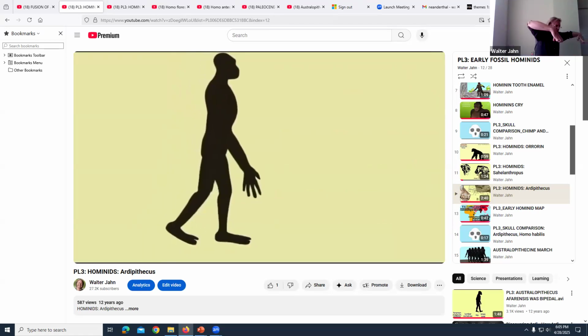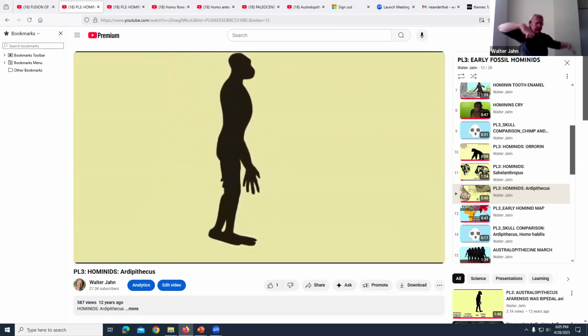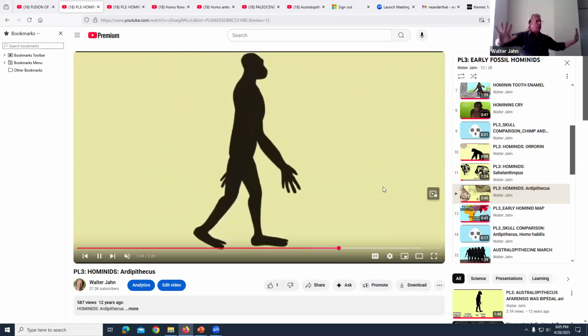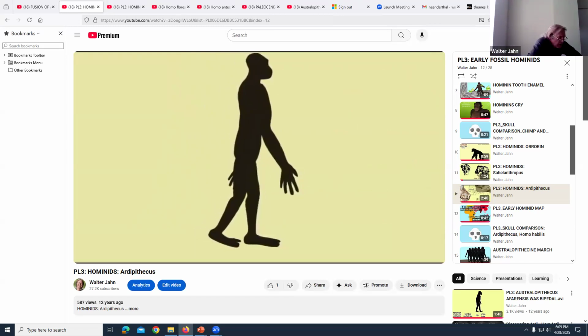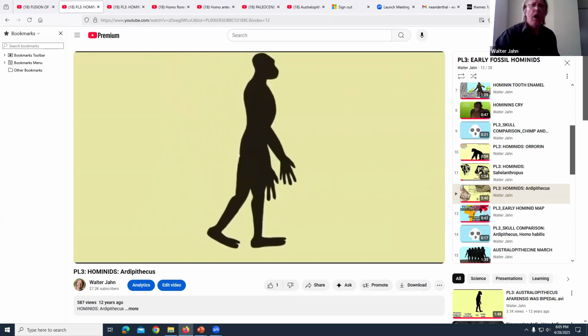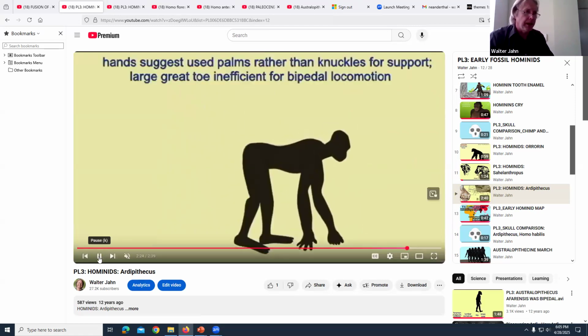Not on its knuckles the way the chimps and gorillas do, but on its palms. There were no modifications of the fingers to suggest that. So it probably lived among huge trees and walked on the branches. It could go down on all four limbs sometimes, but it could walk bipedally as well. Once again, not great at it compared to us, but we're not around yet. It's really good at being bipedal compared to everything else which is around at the time.